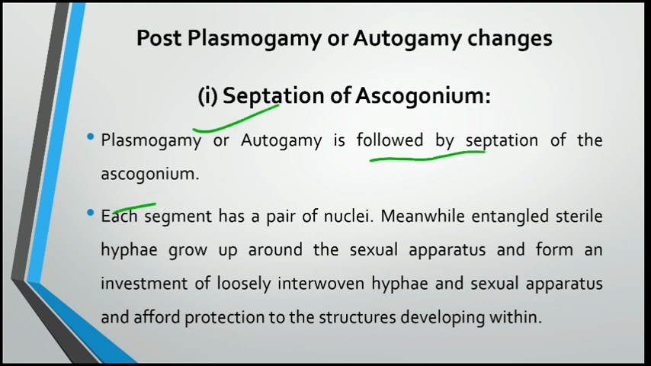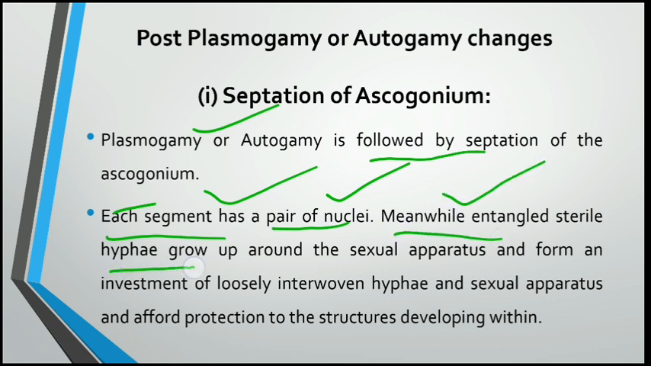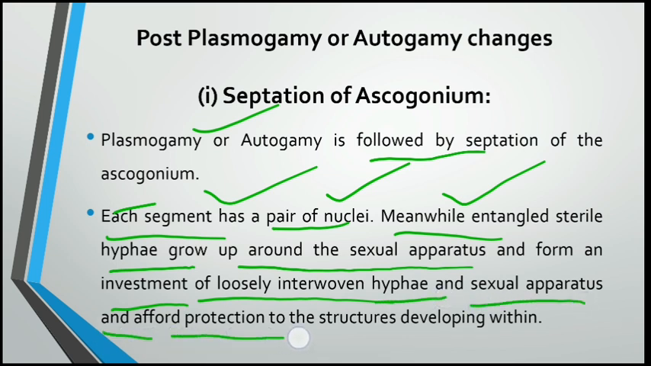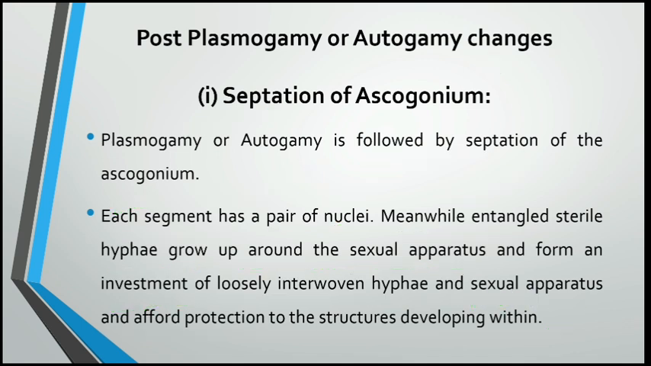So what is the septation? Each segment has a pair of nuclei. Whether it is autogamy or plasmogamy, they both result in a pair of nuclei. Meanwhile, entangled sterile hyphae grow around the sexual apparatus. Some sterile hyphae grow around them and form an investment of loosely interwoven hyphae, and afford protection to the structures developing within.